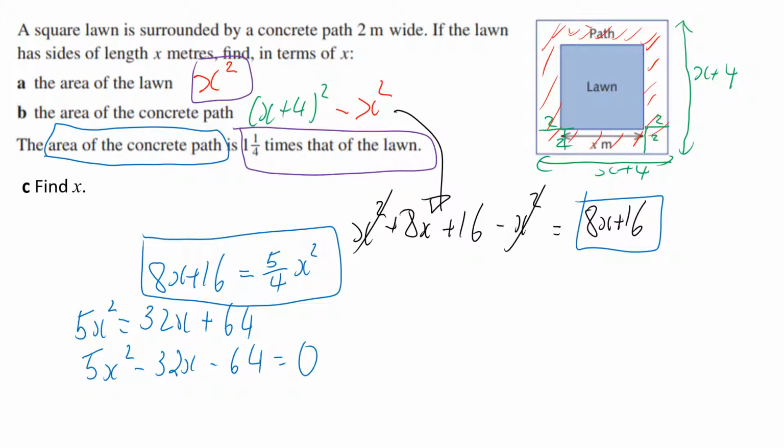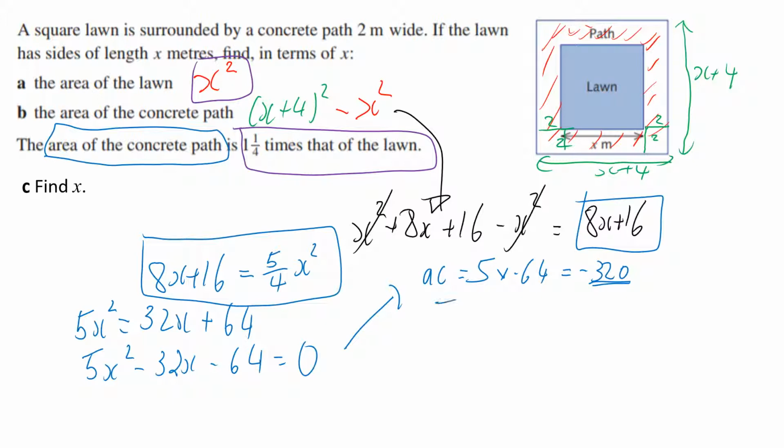It's a non-monic situation, so what I would do is use the AC approach, which is 5 times negative 64, 10 times 64 is 640, divided by 2 is 320. Okay, so we're looking for factors of 320 that sum to negative 32. Okay, you've got 32 and 10, you've got 16 and 20, you've got 40 and 8. Aha, so it's got to sum to negative 32.